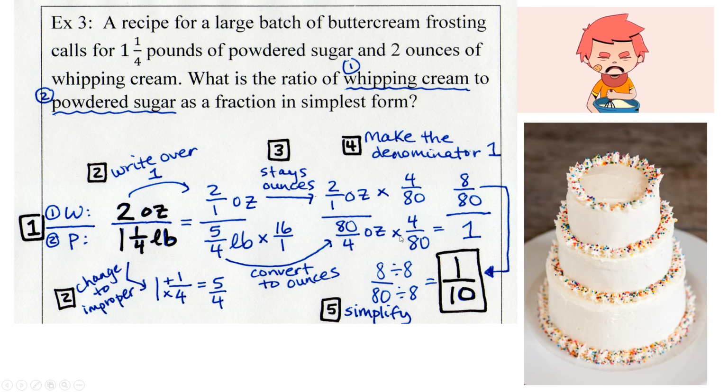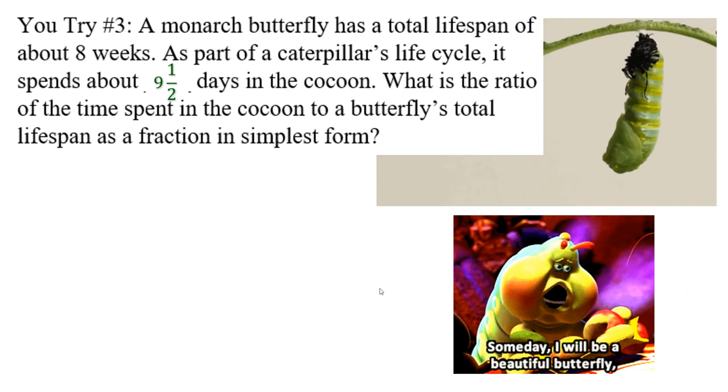So we're going to multiply by the reciprocal to get the denominator to become a 1. Here we're going to multiply by the same value we did in the denominator. So we'll get 8 over 80, and then you divide by 8 to simplify the problem. So please highlight things that stand out to you. Okay, this is you try number 3.